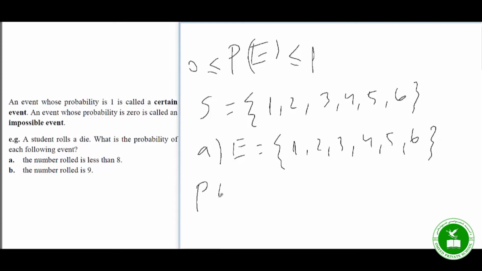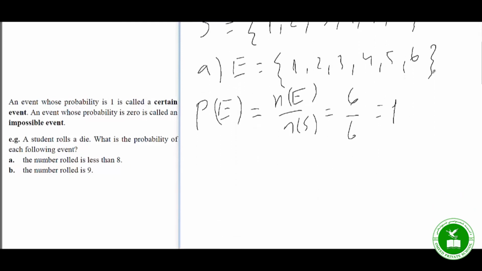So what's the probability for case A? Probability is the number of events over the number of the sample space. The number of events, as you see, is 6. So 6 over the number of sample space, which is also 6. 6 over 6 is equal to 1. It means that all of these numbers are less than 8. All of the outcomes are less than 8. So the first event will exactly happen.